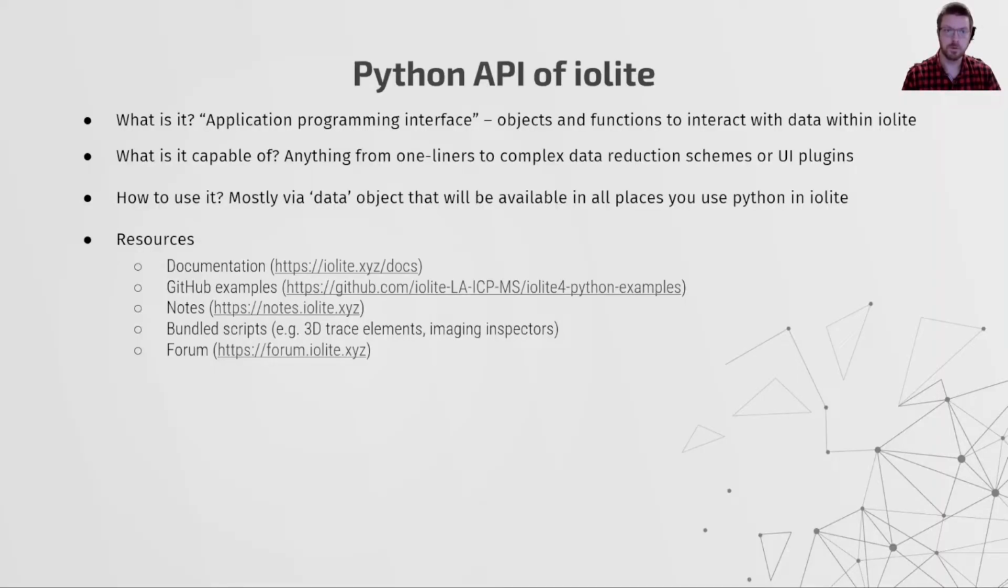There are several resources where you can learn more about the API and see it in action. For example, our documentation website, our GitHub examples repository, our notes website, some Python scripts that are bundled with iolite, as well as the forum. Let's have a closer look at these resources now.